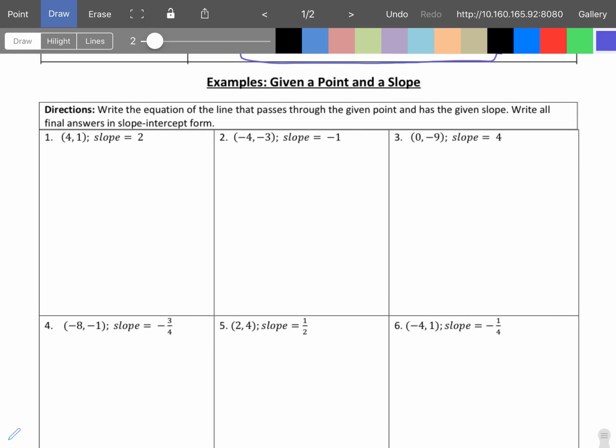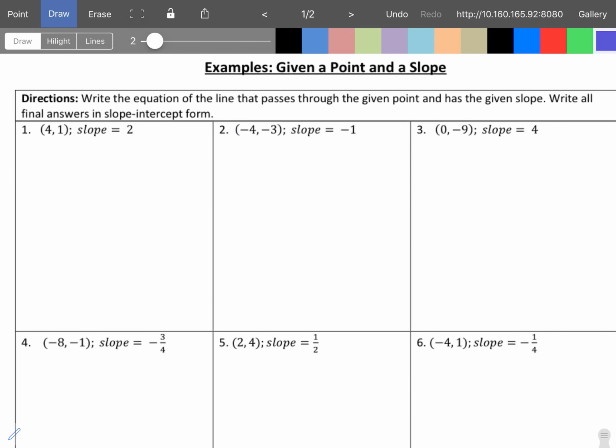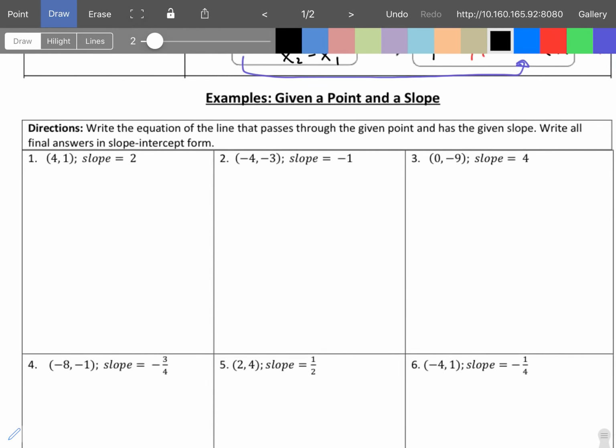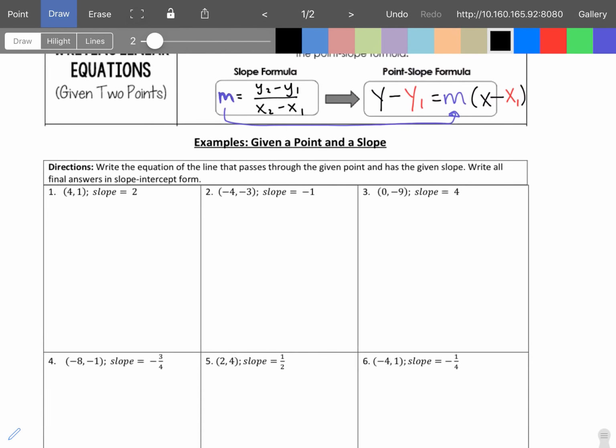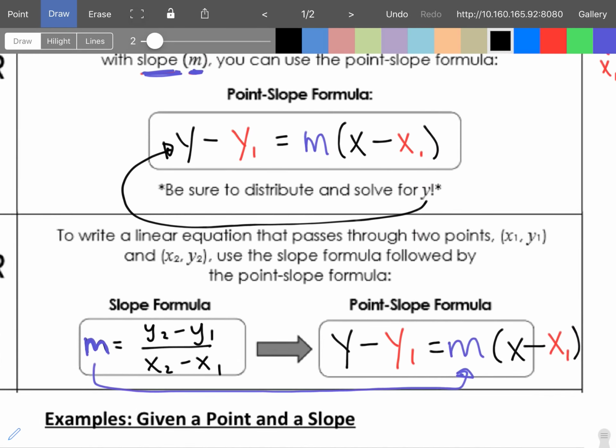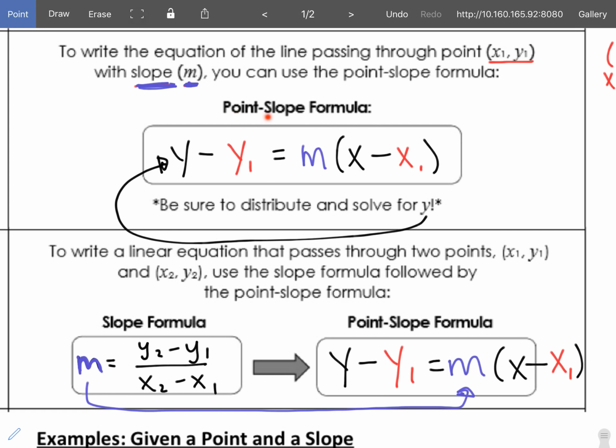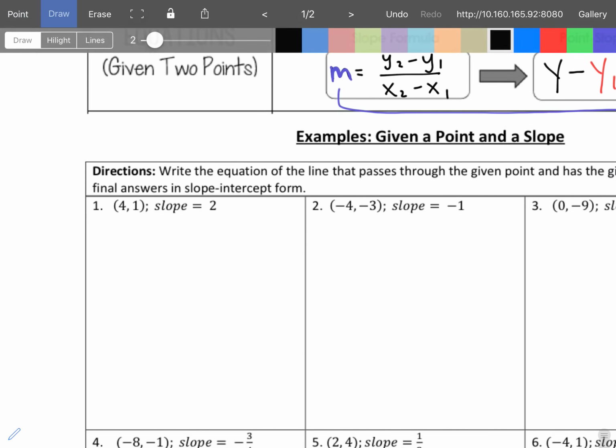So let's try it. The first set. Write the equation of the line that passes through the given point and has the given slope. Write all final answers in slope-intercept form. Okay, so when we're given a point and we're given a slope, which one do you think we're going to use? We're going to use point-slope formula. Point-slope. You're given a point and you're given a slope. Remember, for slope-intercept, we're given a slope and we're given a y-intercept. For point-slope, we're given a point and we're given a slope. Cool, so let's plug it in.